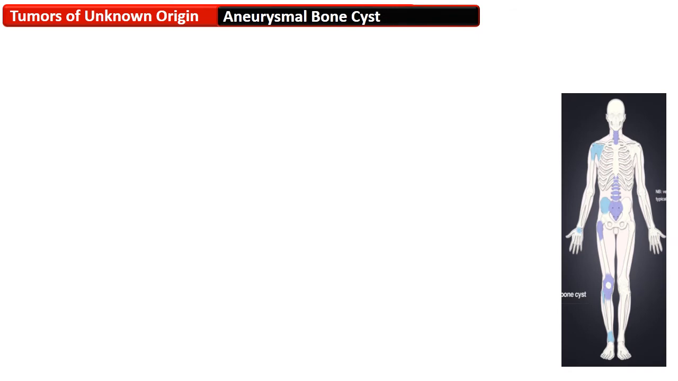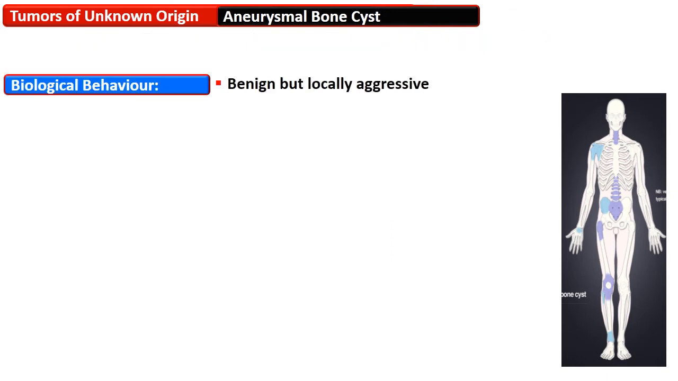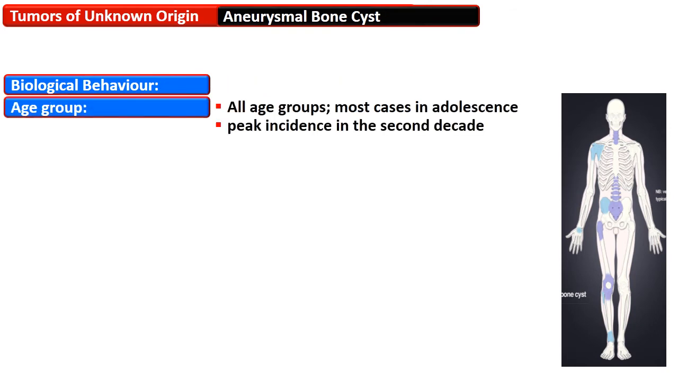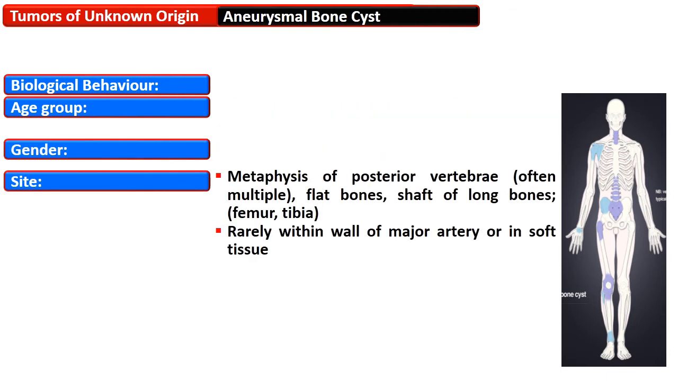Aneurysm means dilatation or distension. The aneurysmal bone cyst is an uncommon benign expansile and destructive lesion arising within a bone or on its surface. These are usually multiloculated blood-filled spaces, and they are benign but locally aggressive tumors. They affect all age groups, but are most common in adolescence. The peak incidence of this aneurysmal bone cyst is in the second decade of life with slight female preponderance.